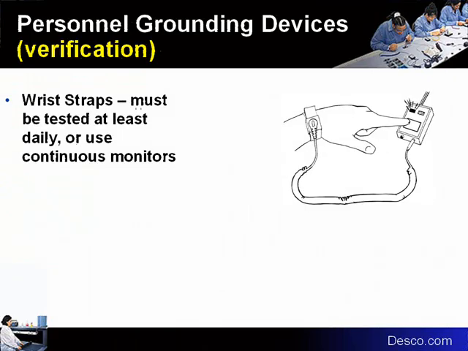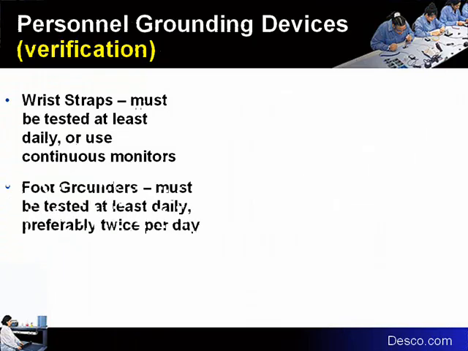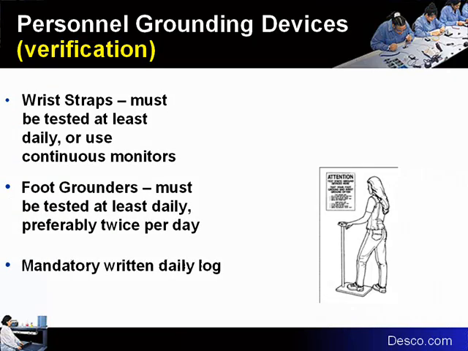Personal verification is required of these devices in order to make sure they're functioning properly. So the wrist strap must be tested by a testing system at least daily, unless continuous monitors are used. Continuous monitor is a device that would be right at the workstation. It's wired to ground, and it monitors the work table mat as well as the wrist strap being worn properly and functioning properly. Foot grounders must also be tested at least daily, preferably twice.